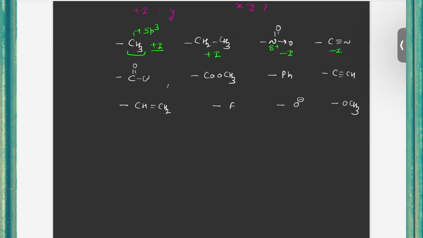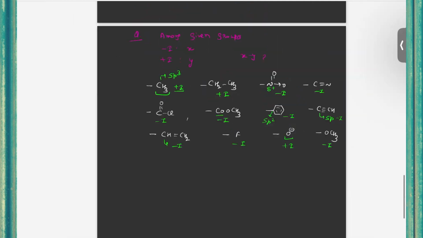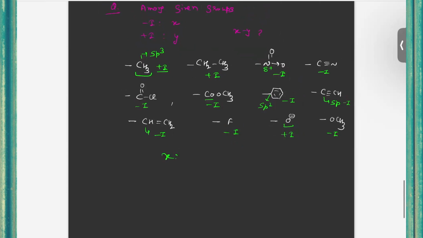COCl. How does COCl look like? COCl will look like this, and this will be having minus I effect again. This is again CO, minus I. Ph, Ph means what? Phenyl, which means benzene. In the benzene, this carbon is sp2 because it has made 3 sigma bonds only, and 3 sigma bonds means minus I. And this is sp carbon again, minus I. sp2 carbon, minus I. Fluorine, minus I. Negative charge will always be plus I. This is oxygen, this is minus I.